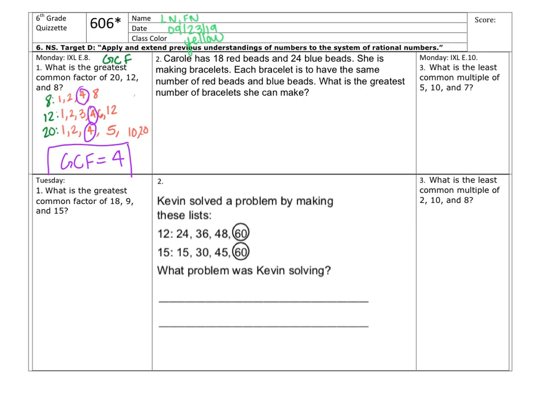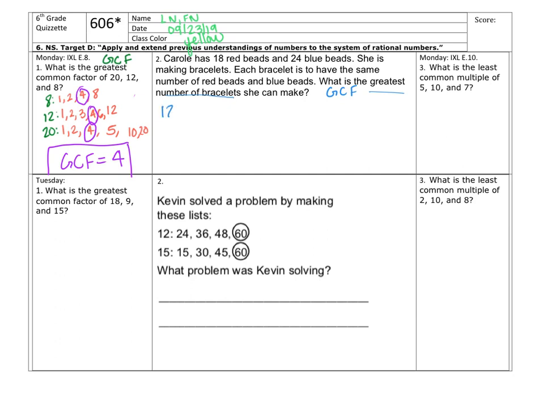So Carol has 18 red beads and 24 blue beads. She's making bracelets. Each bracelet is to have the same number of red beads and blue beads. What is the greatest number of bracelets she can make? Okay, so that just sounds like a greatest common factor problem. And that's the first thing that you need to determine with word problems: what is it getting to? What does it want you to find? And in this case, it wants us to find the greatest number of bracelets that Carol can make out of these given beads. So that's just another way of saying greatest common factor.